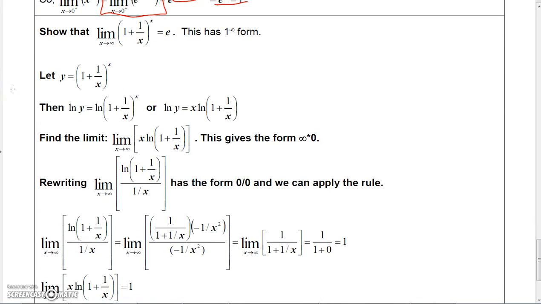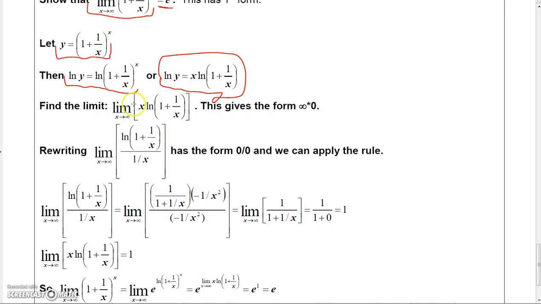And then one more here, I believe. This one: the limit of 1 plus 1 over x to the x as x approaches infinity is e. You may have been told before that this is one of the limits that e comes from. Well, this has the form 1 to infinity. So let y equal 1 plus 1 over x to the x, and let's take the natural log of both sides. So we get natural log of y equals x times the natural log of 1 plus 1 over x. If we take the limit of this, it is actually the form infinity times 0.